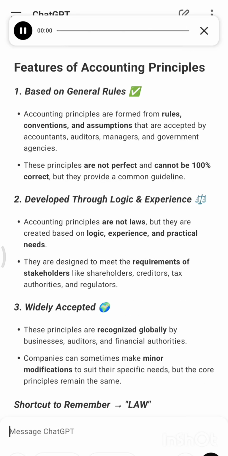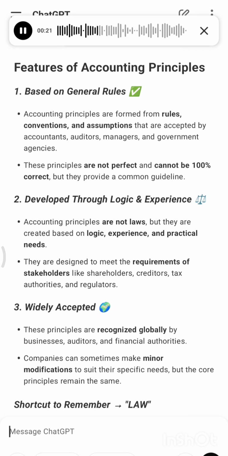Features of accounting principles. 1. Based on general rules. Accounting principles are formed from rules, conventions, and assumptions that are accepted by accountants, auditors, managers, and government agencies. These principles are not perfect and cannot be 100% correct, but they provide a common guideline.